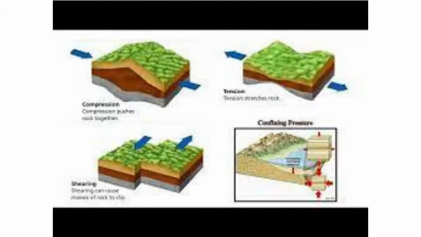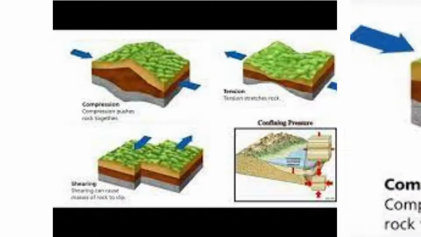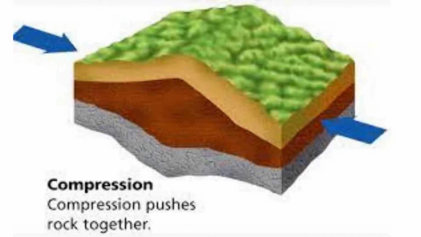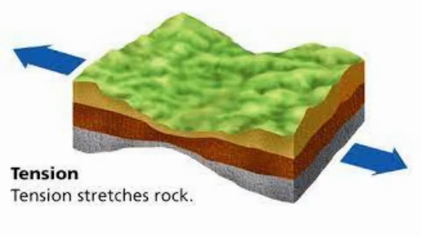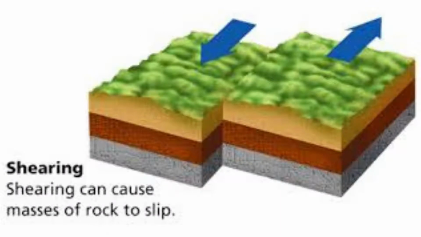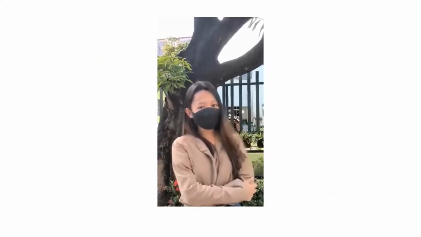Stress is a force acting on a rock per unit area. It has the same unit as pressure, but it also has direction. There are three types of stress. First, compression. This is a stress which causes rock to squeeze or push against each other. Second, tension. It is a stress which occurs when rock pulls apart or gets longer. Lastly, shear. It is a stress which occurs when tectonic plates move past each other, causing rock to twist or change shape.